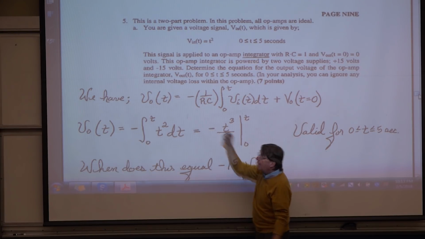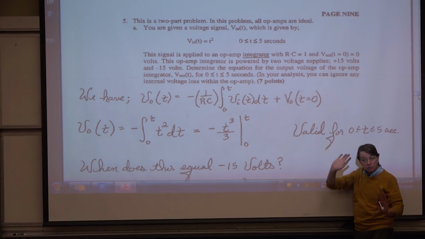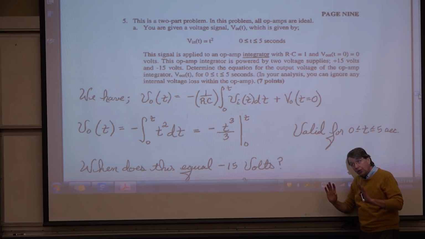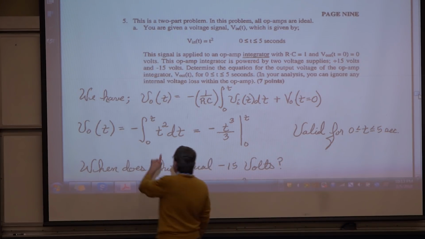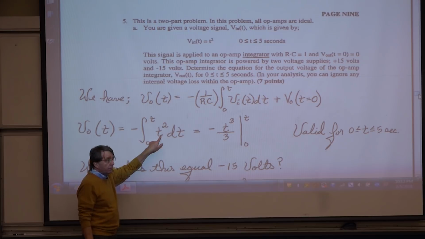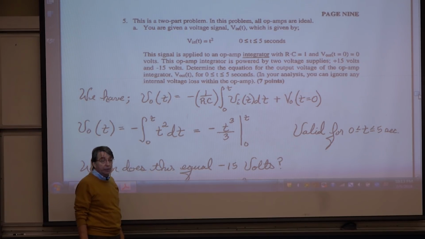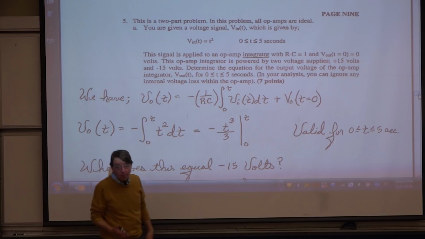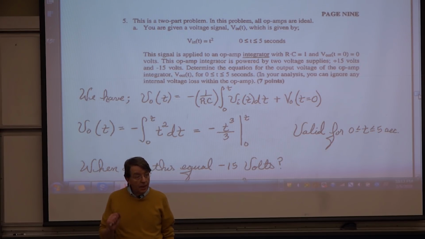And I mentioned that the initial condition is 0. So you have an integrator circuit. I tell you the input, and the input is t squared. So I just implement this by saying, oh, I know how to integrate that. That's t cubed over 3. And from the mathematics point of view, this is valid from 0 to 5 seconds. Am I doing okay so far?